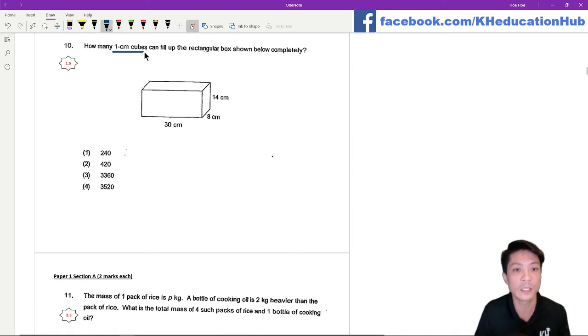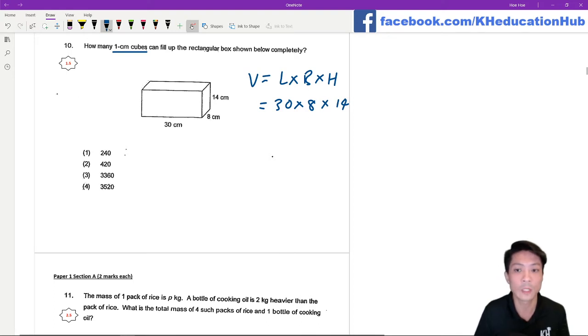How many 1 cm cubes can fill up the rectangular box shown below completely? So basically we need to find out what is the volume of this box. Okay, volume equals length times breadth times height, which is 30 times 8 times 14.